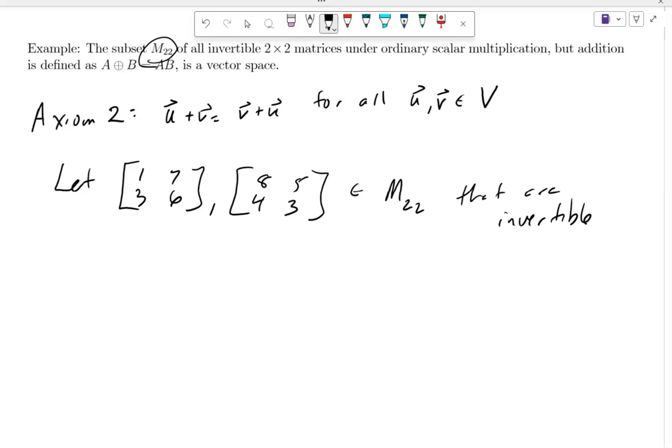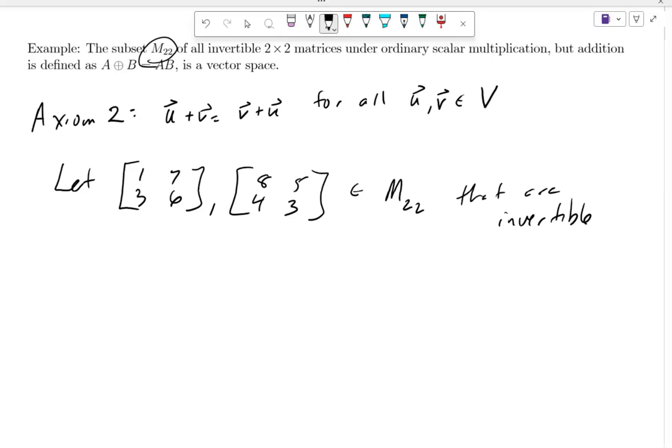Because remember, it says it was a subset that are invertible. How can I check that those are invertible? What do you need to do to check they're invertible? Or just if AD minus BC. Yeah, take the determinant, right? The determinants are a numeric check to see if it's invertible or not, right? Are either one of those determinants 0?